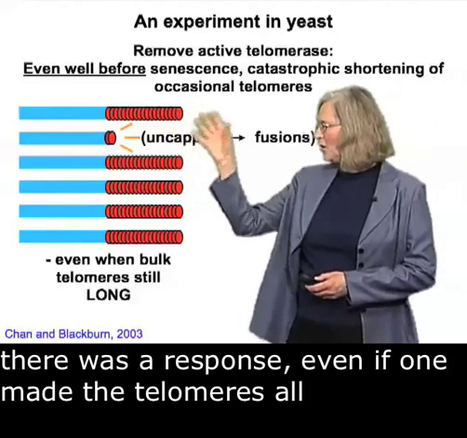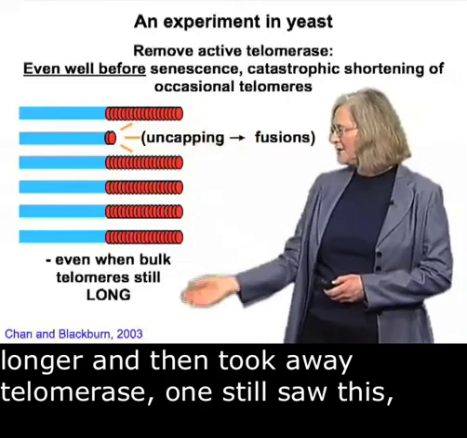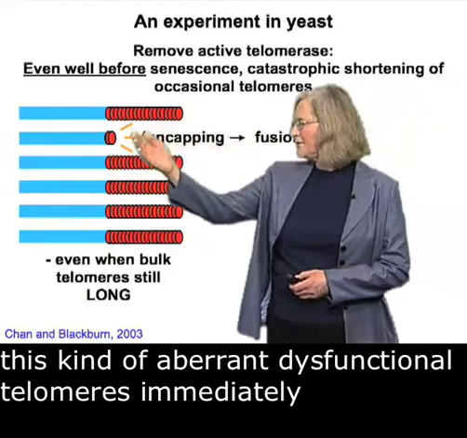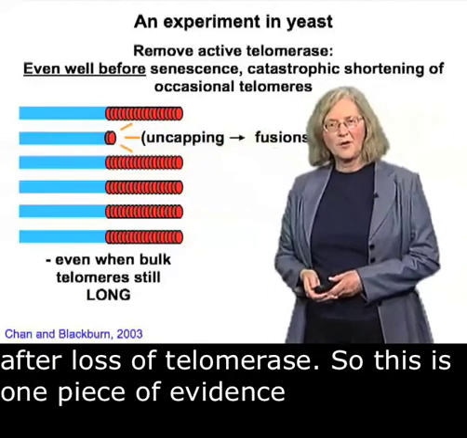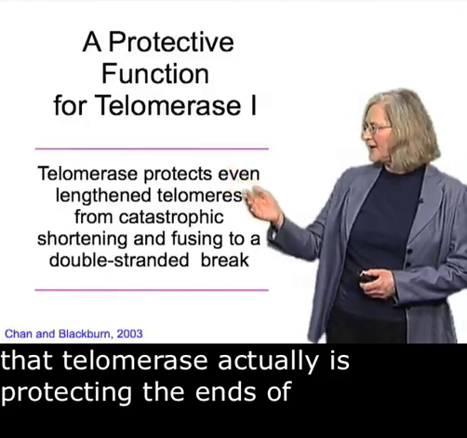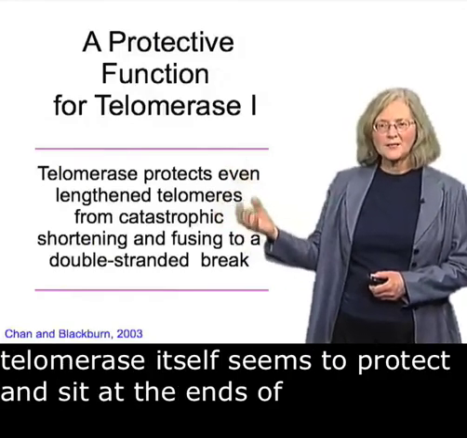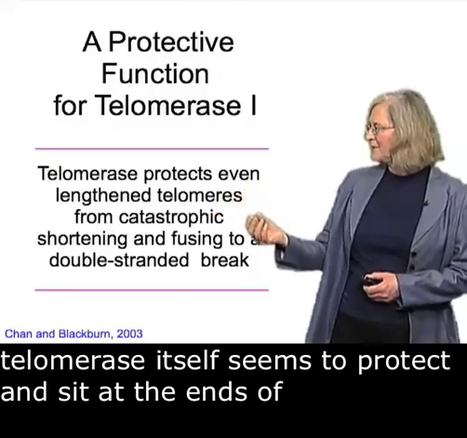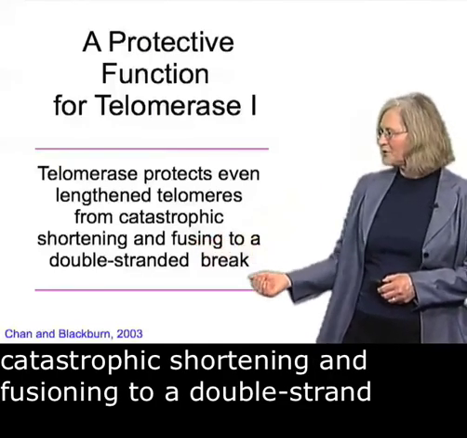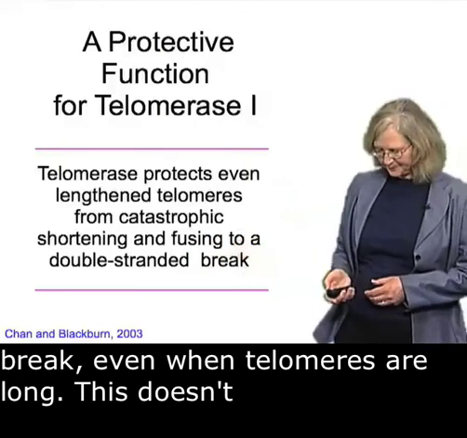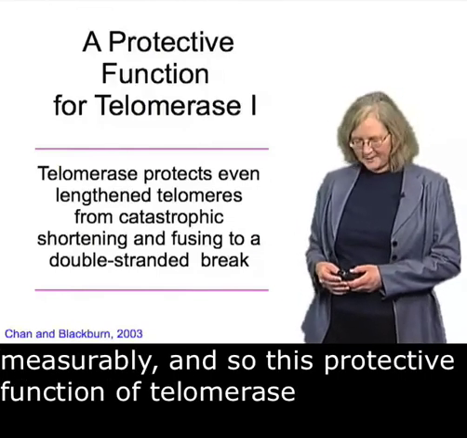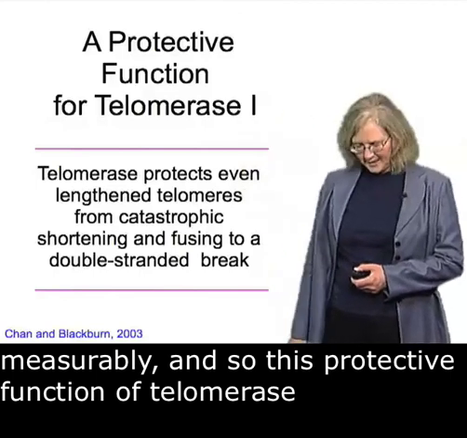So immediately there was a response. Even if one made the telomeres all longer and then took away telomerase, one still saw this. Even when the bulk telomeres were long, one could see this kind of aberrant, dysfunctional telomeres immediately after loss of telomerase. So this is one piece of evidence that telomerase actually is protecting the ends of telomeres. Even when they're plenty long enough, telomerase itself seems to protect and sit at the ends of telomeres, is one interpretation, and it protects them from catastrophic shortening and fusioning to a double-strand break, even when telomeres are long. This doesn't happen in a high number of the cells, but it happens measurably, and so this protective function of telomerase is important.